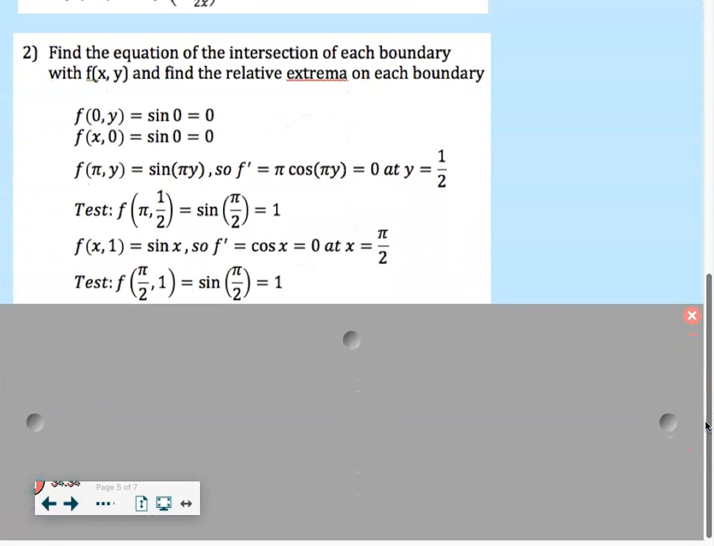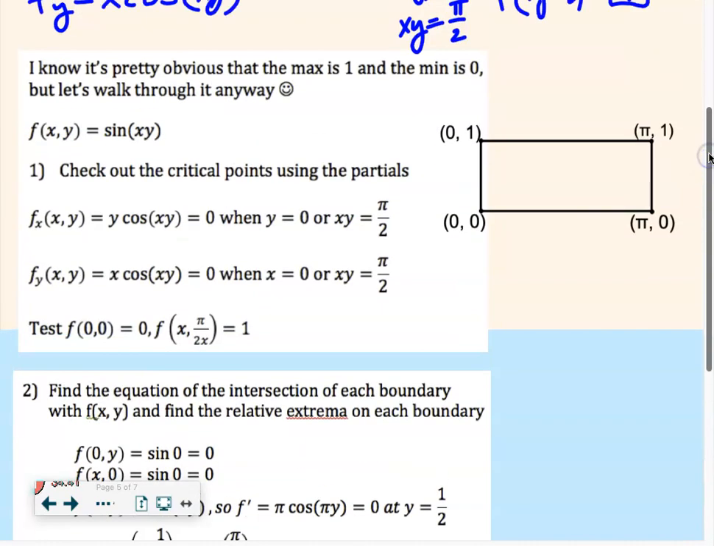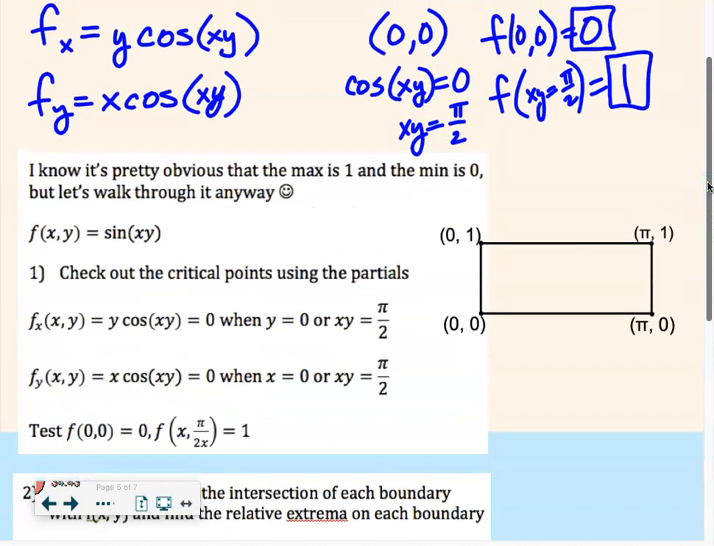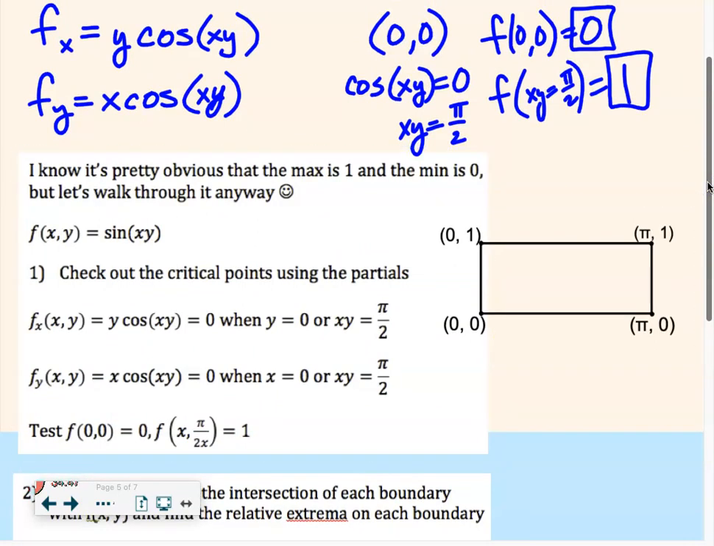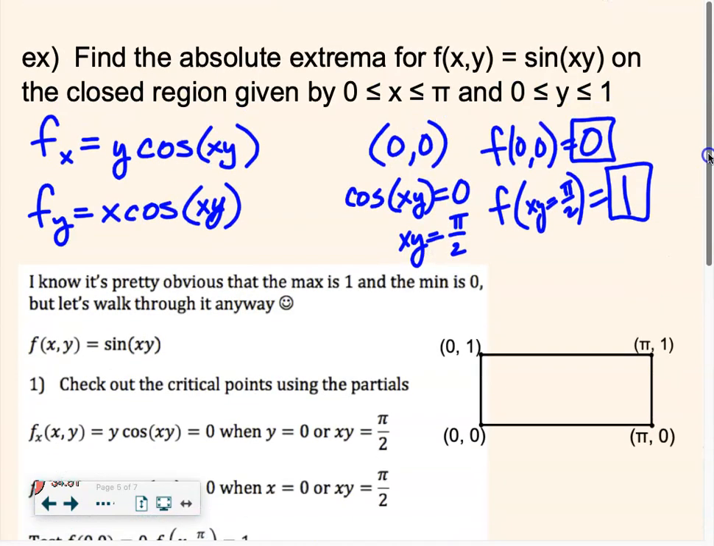The last thing that you're supposed to test are your corners, but we just tested them. Did we test the corners? Did we test pi 1? Let's see. So we know this is all 0. We know this is all 0. So the only other corner that we have to test is f of pi 1. And f of pi 1 would be the sine of pi, which is 0.